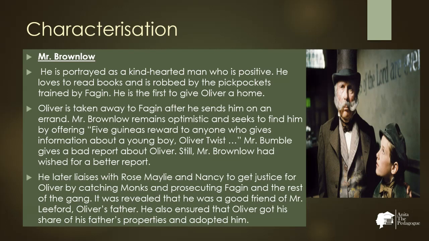Mr. Bumble gave a bad report about Oliver. Still, Mr. Brownlow had wished for a better report. He later liaises with Rose Maylie and Nancy to get justice for Oliver by catching Monks and prosecuting Fagin and the rest of the gang. It was revealed that he was a good friend of Mr. Leeford, Oliver's father. He also ensured that Oliver got his share of his father's properties and adopted him.